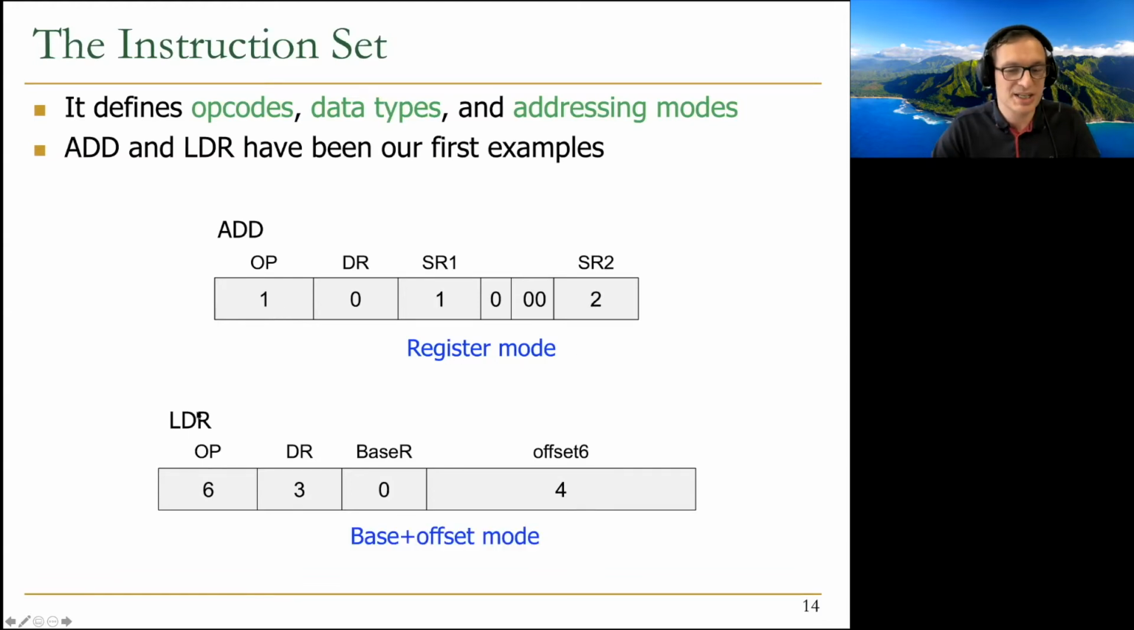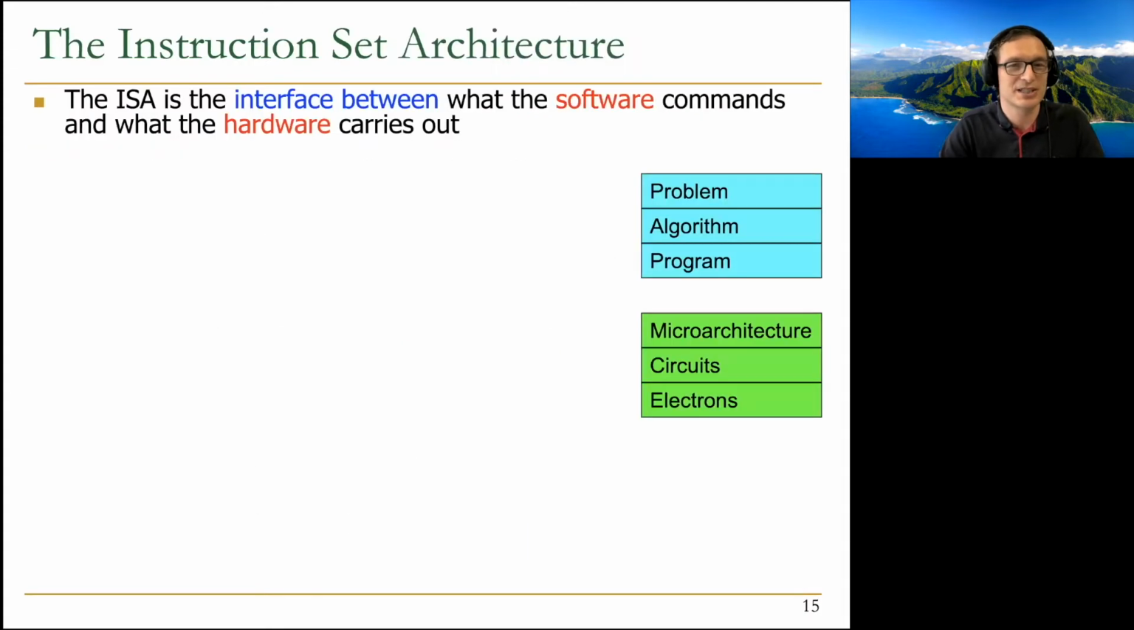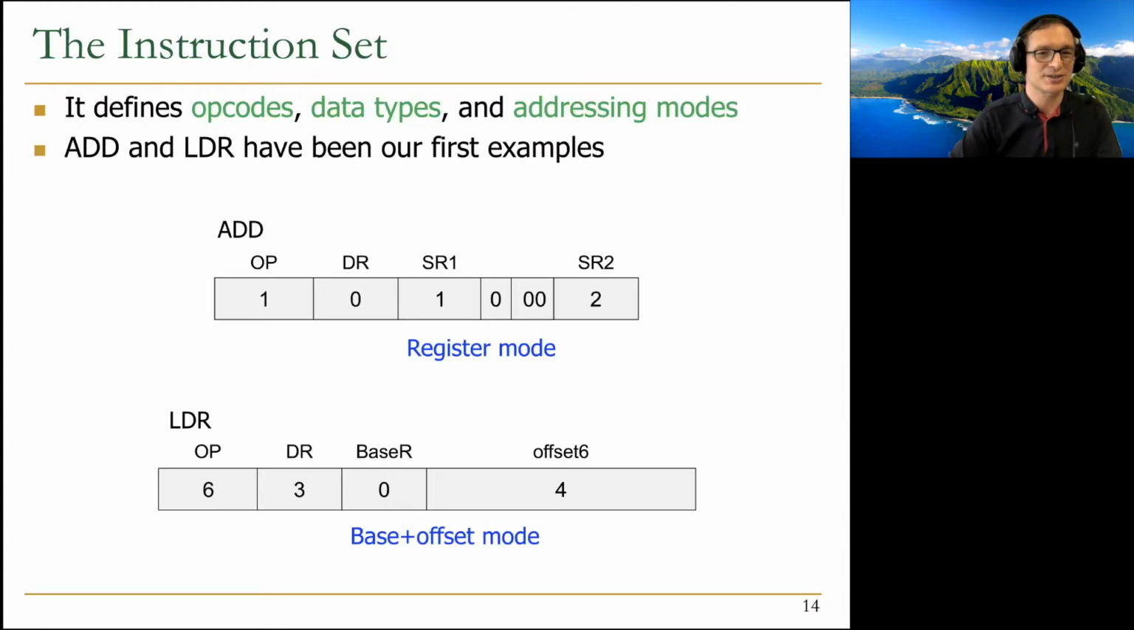LDR, load register, uses the base plus offset addressing mode, which is you take the value inside the base register 0, in this case, add to it an offset 4, and go to memory in that address, take the data in that location in memory, and put it into the destination register 3. If your opcode is 6, of course, you do this, basically. This is, again, a kind of review, but important review, because we're going to continue with similar instructions today.